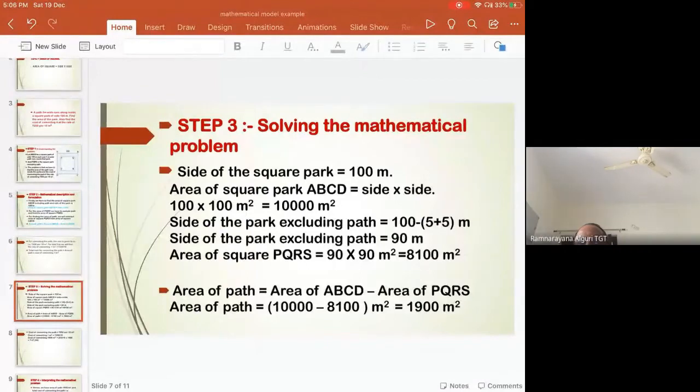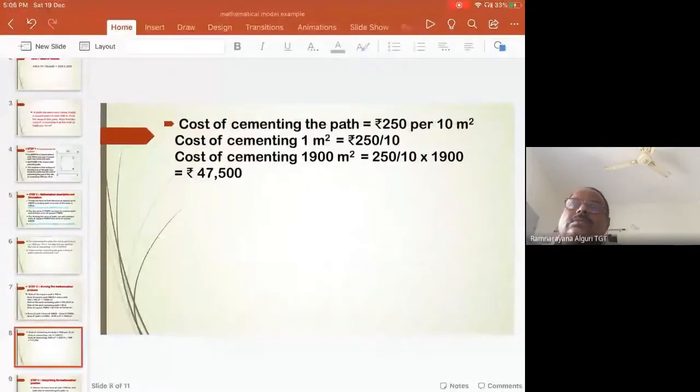So the area of ABCD is 10,000 minus 8,100. So the total area of path we got here is 1,900 meters square. After that, they are also asking the cost of cementing, that is rupees 250 per 10 meters square. So the cost of cementing 1 meter square is 250 upon 10. Now the total cost of cementing 1,900 meters square, the area of the path, is 250 upon 10 multiplied by 1,900. So the total cost of cementing the path is rupees 47,500.